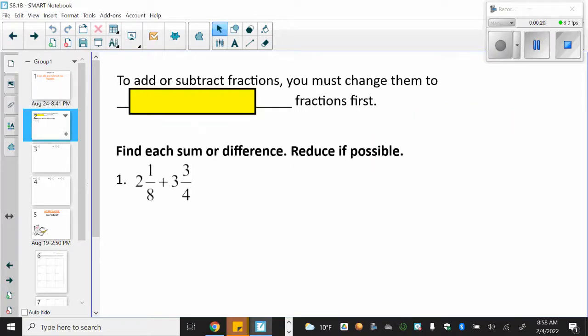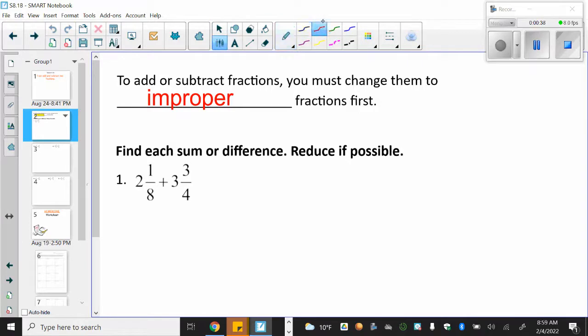To add or subtract fractions, you must change them to improper fractions first. We gave you some leeway last time. We're not doing that this time. You need to go from mixed to improper. All right? For algebra, you're going to need improper, so we're going to have you do that for sure here. All right, let me show you that process.